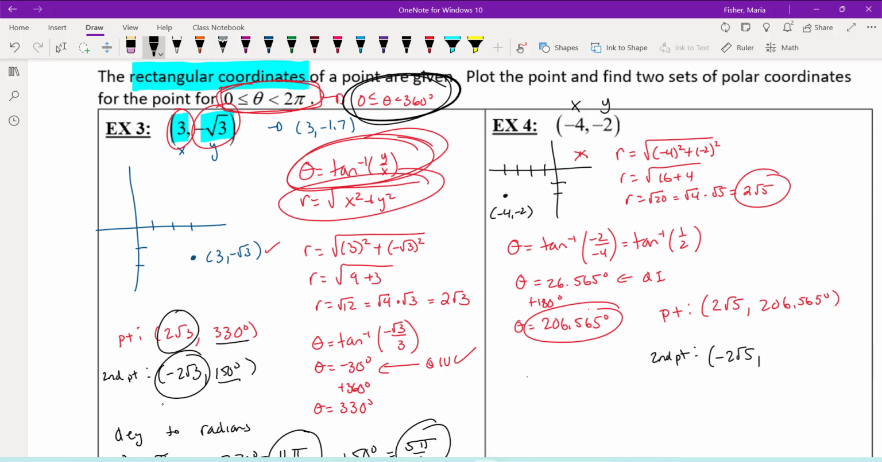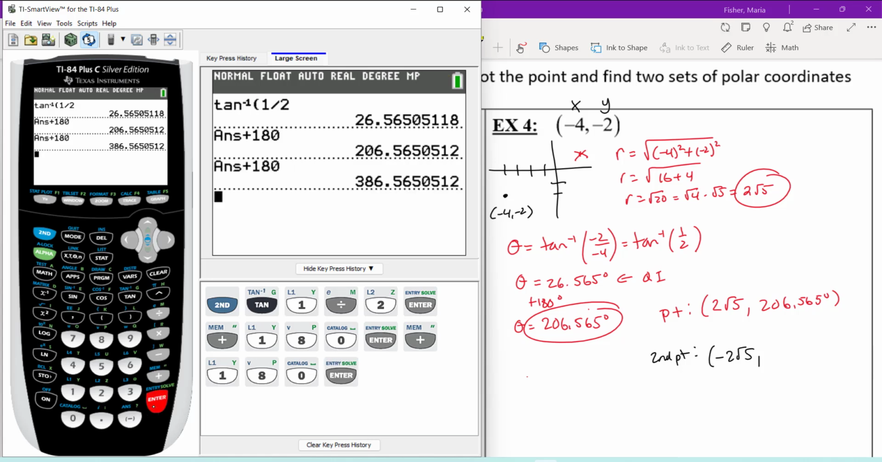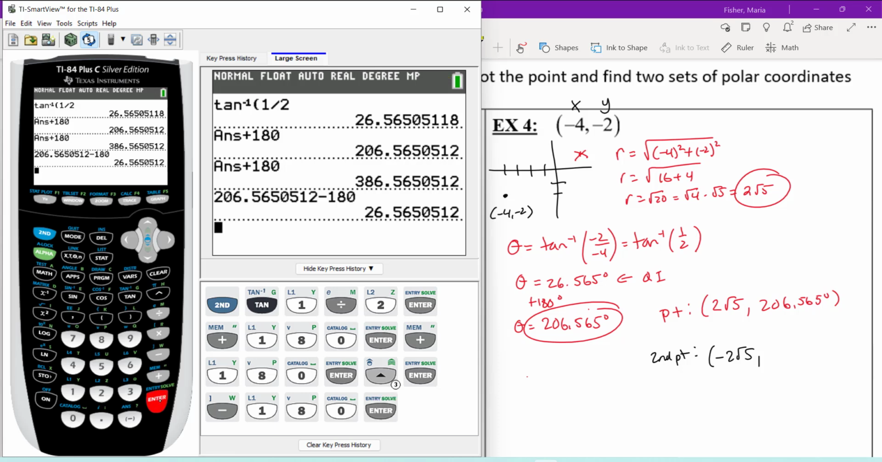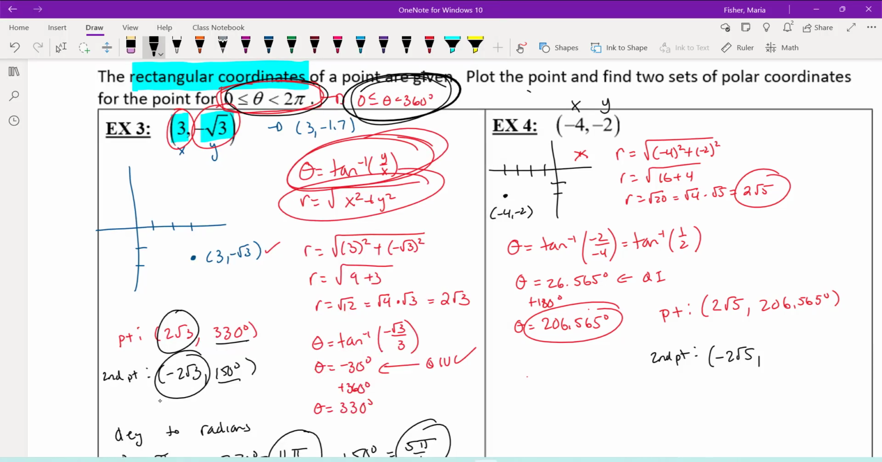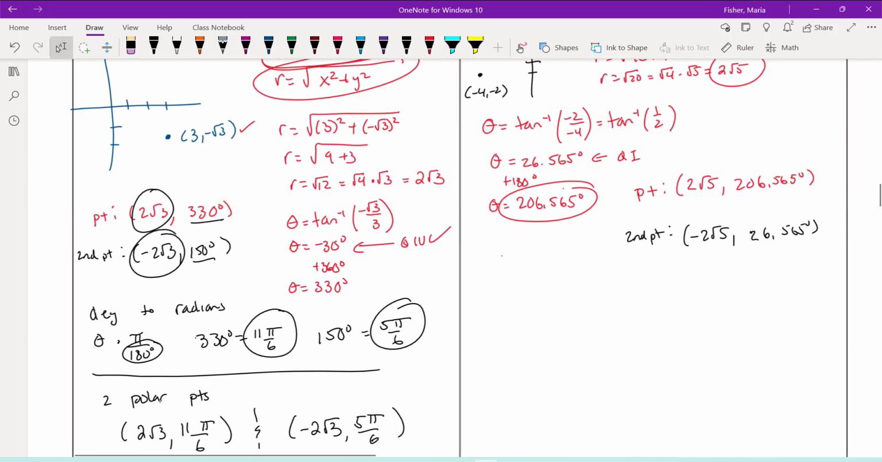So if I try adding 180 degrees to this, I'm outside of my scope, right? I'm more than 360 degrees. So I know that that can't be what I need to do. But if I take this guy and I subtract 180 degrees from it, I am at 26.565 degrees, which is perfect because that meets the restrictions for theta, which are that I need to be between 0 and 360 degrees. So that second point would be at negative 2 square roots of 5, and then 26.565 degrees. But I need to go to radians. I can't answer in degrees.